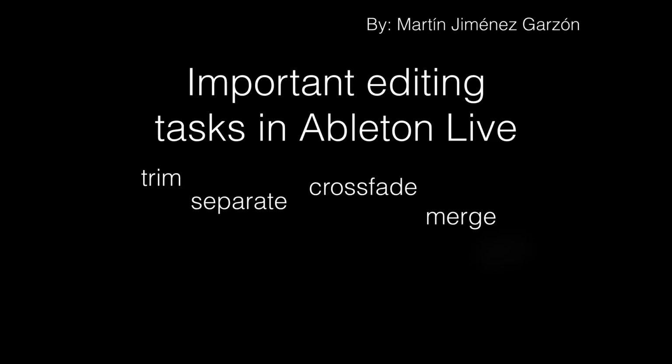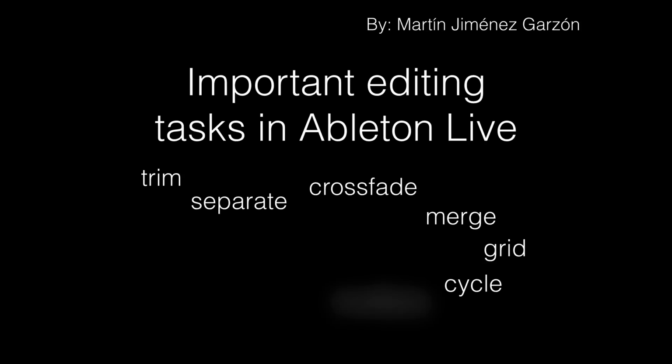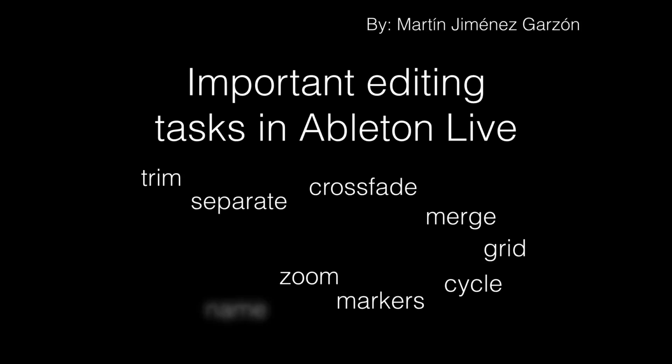I'm from Bogota, Colombia. Today I'm gonna talk to you about the most important editing tasks in Ableton Live. Specifically, I'm gonna talk about trim, separate, crossfade, merge, grid, cycle, markers, zoom, name and color. First, we're gonna talk about name and color.